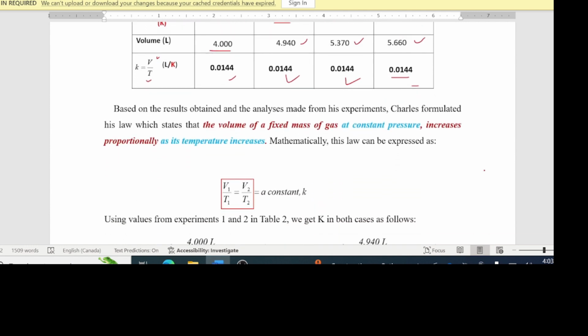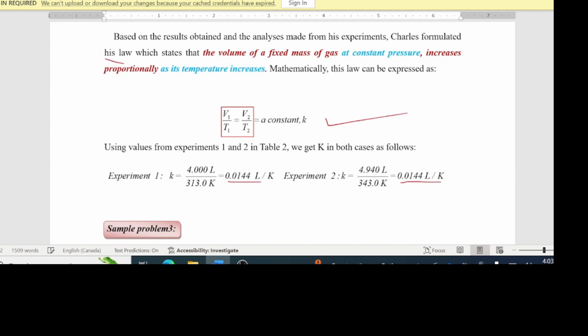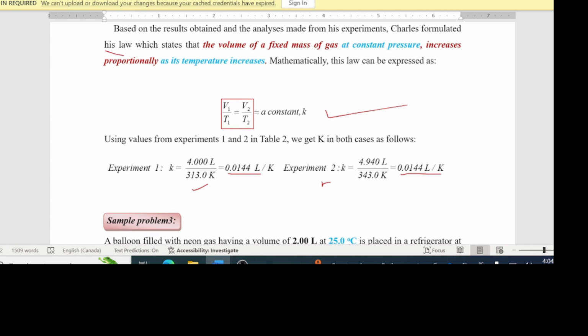Based on his findings, Charles formulated his law, which states that the volume of a fixed mass of gas at constant pressure increases proportionally as its temperature increases. Since V over T is a constant, V2 over T2, V3 over T3, and so on, are all the same constant. Another way of expressing it is that V1 over T1 is equal to V2 over T2. Let me show you how you can calculate that: in experiment 1, that's the value there, and for experiment 2. Now you can do some problems.